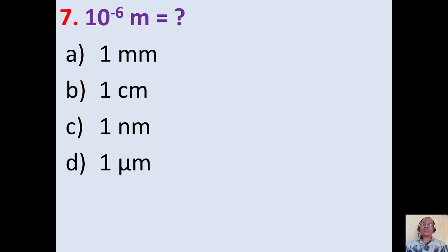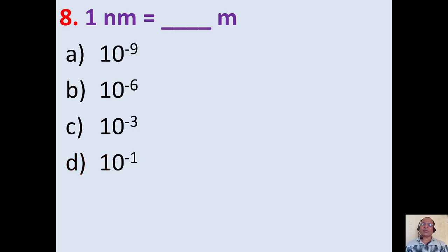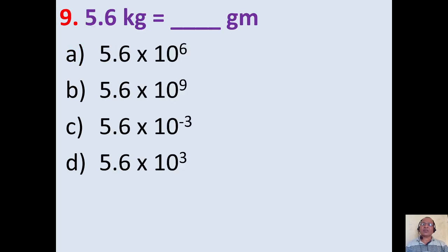10 raised to minus 6 meter is equal to question mark. We know that milli stands for 10 raised to minus 3, centi stands for 10 raised to minus 2, nano stands for 10 raised to minus 9, micro stands for 10 raised to minus 6. So option D, 10 raised to minus 6 meter is equal to 1 micrometer. 1 nanometer is equal to how much meter? Nano stands for 10 raised to minus 9. So option A is correct, 10 raised to minus 9.